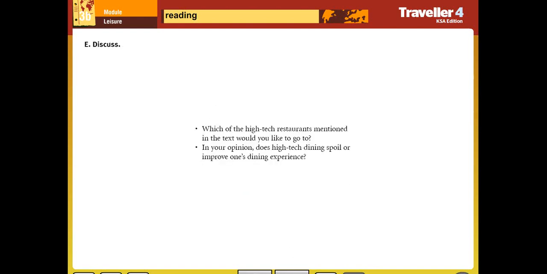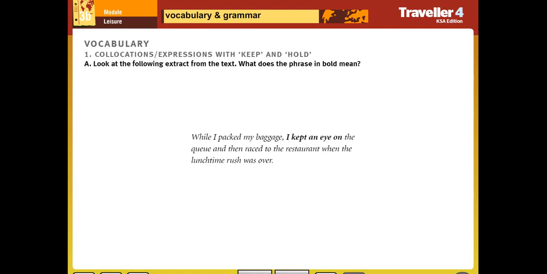Let's move to the next exercise. In the next exercise, we're going to have some expressions with keep and some expressions with hold. Some expressions are used with hold and others are used with keep. Let's read the example here. While I packed my baggage, pack هنا بمعنى يعد أو يجهز الأمتعة.